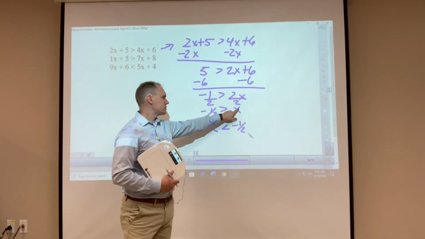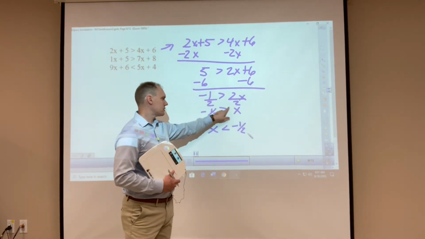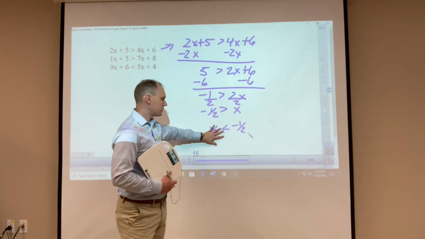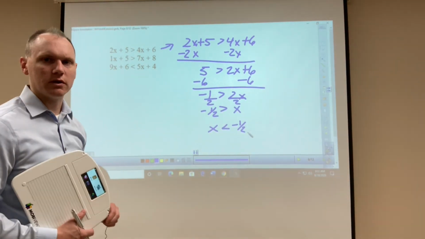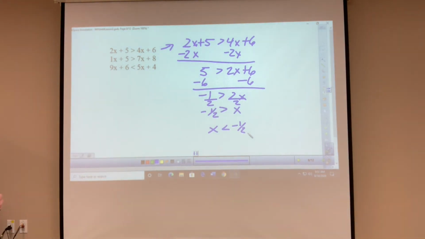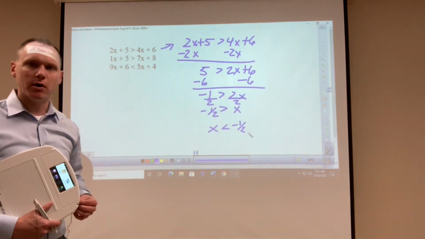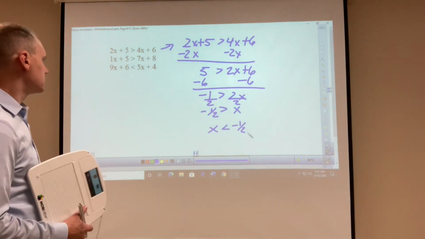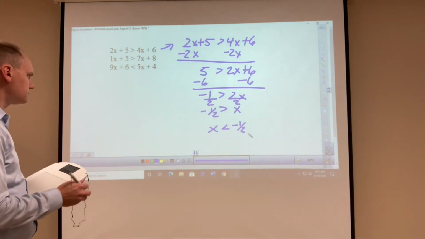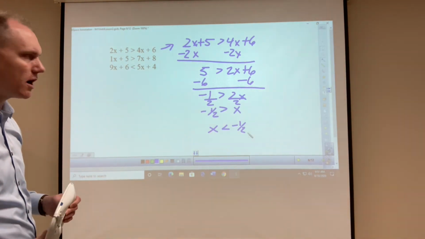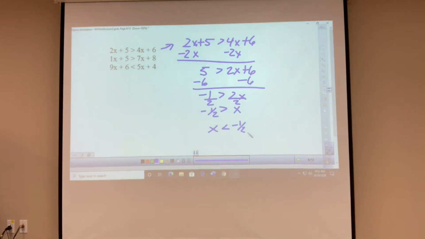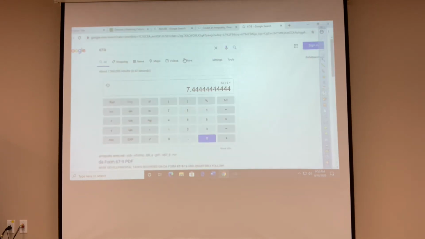It's teacher preference. I'd be okay with writing it this way, but I think this is probably the more accepted notation, with x being on the left side there. But hopefully you can understand and be able to interpret both of those. So x is less than negative 1/2. All right, let's check out the graph of this one. I want to show you a graphical perspective and show what that looks like, just as we did in our last video.